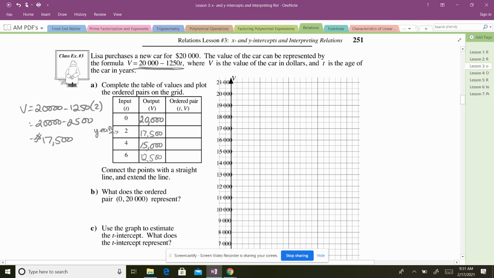It doesn't matter if you see the pattern. Does anybody see the pattern? Every 2 years, it goes down by $2,500.